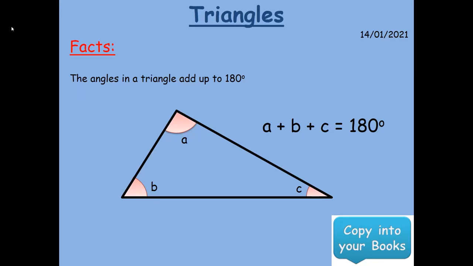Okay, so when we're thinking about angles in a triangle, the fact that we need to remember is that all the angles add up to 180 degrees. So we've got angles in this here. We've got A, B, and C, and I've said A plus B plus C is 180 degrees. So just copy that into your book because that's going to be really important to remember.